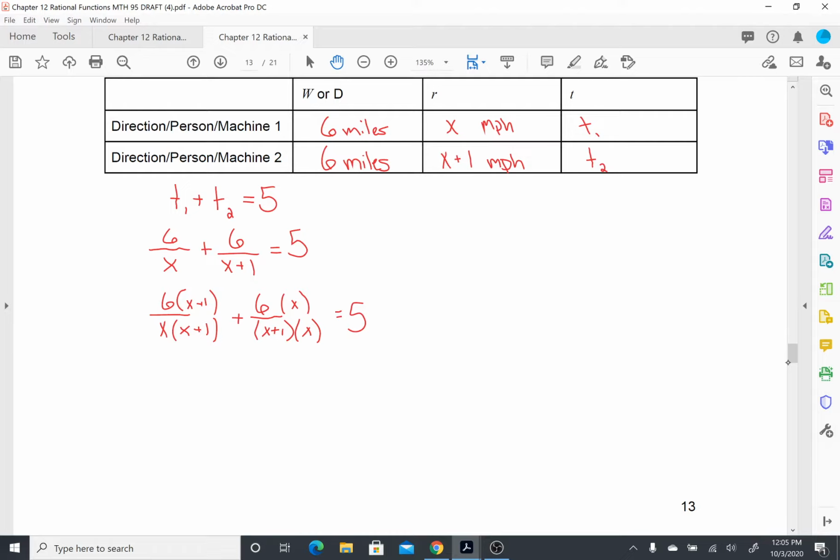Now that we have common denominators, we can write it as one thing. I'm going to try to do a better job of keeping my equal signs lined up. My denominator is x times x plus 1, and my numerator is 6x plus 1 plus 6x. Okay, I am going to continue to simplify my numerator, and I'm going to simplify my denominator by distributing.